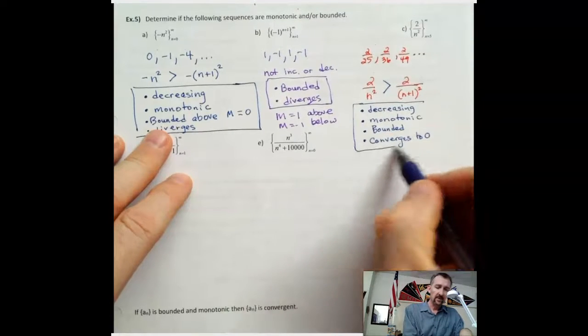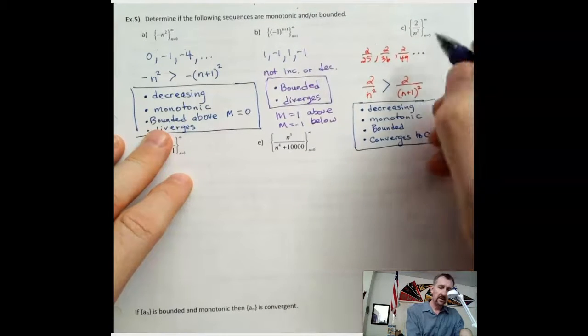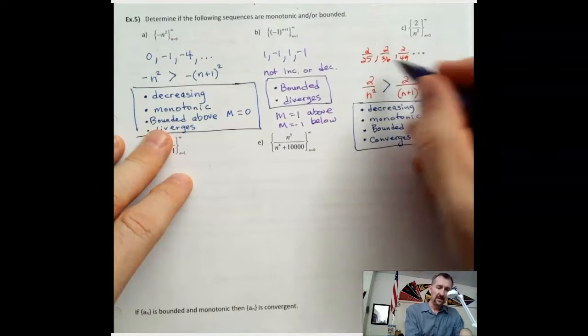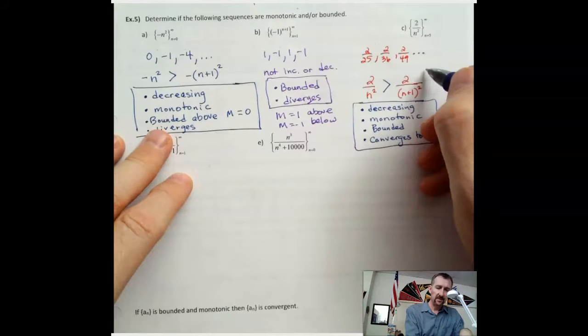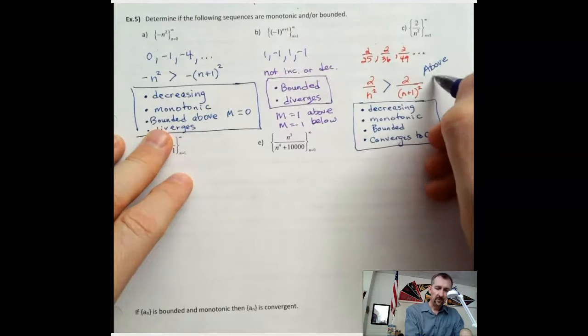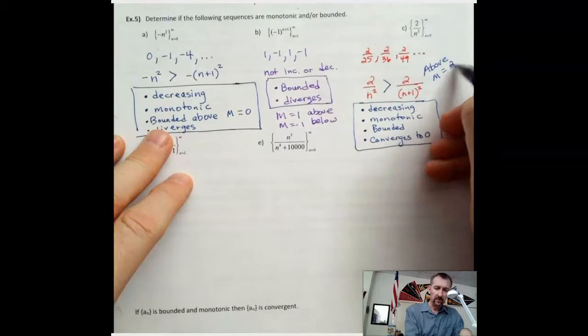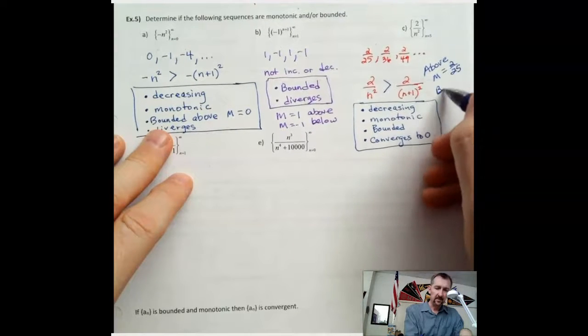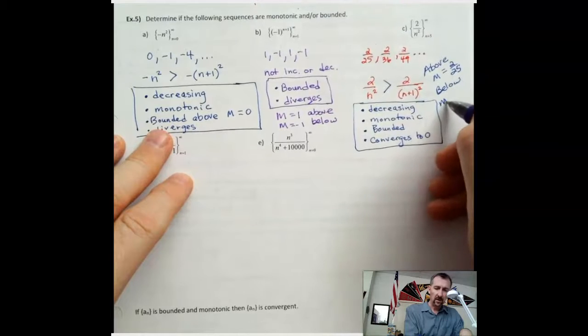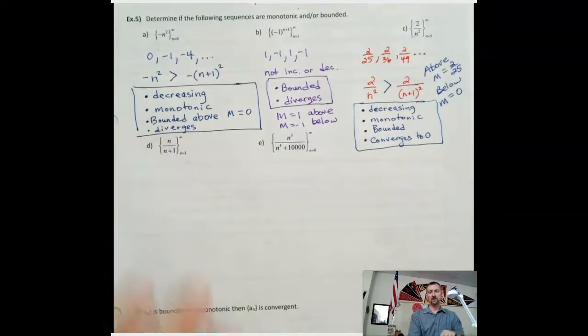Now, let's talk about bounded some more. So the biggest it can be is 2 over 25, so it's bounded above by m equals 2 over 25. But it's bounded below by m equals 0, because there's no number you can plug in there that's going to make that less than 0. Actually, we're not even going to get to 0. Okay, 2 more.